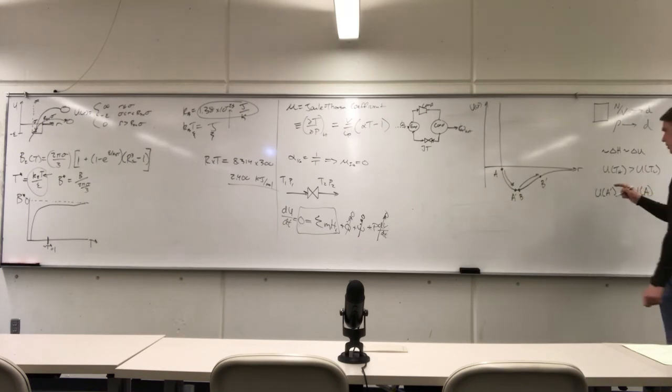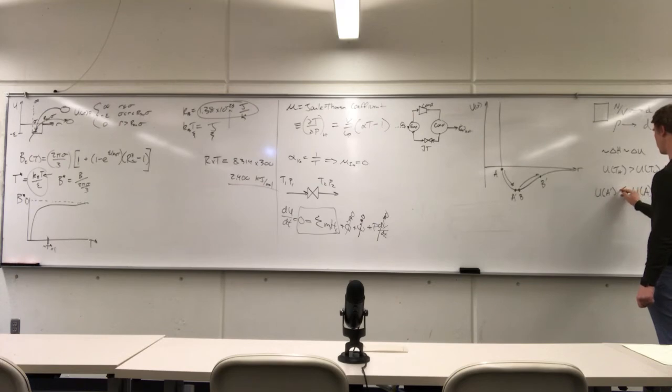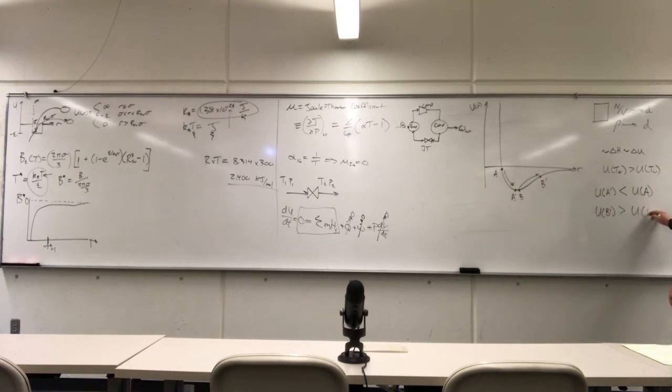Smaller here. So let's see. U of A prime is less. I think it's just, yeah, this way here, right? And then U of B prime is greater than U of B. So you do want to expand from A to A prime. No, we want to switch from B to B prime. Yeah, B to B prime is the right one.